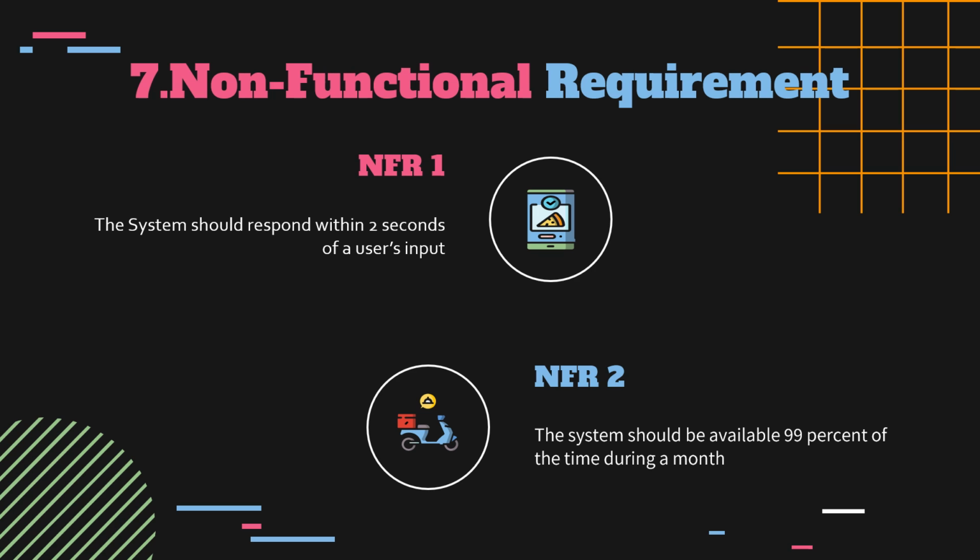We can use these 2 NFRs in our case study. NFR 1. The system should respond to users' input within 2 seconds. This is a performance-based NFR. NFR 2. During a month, the system should be available 99% of the time. This is a reliability related NFR.